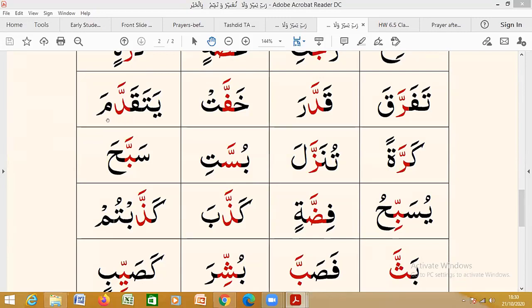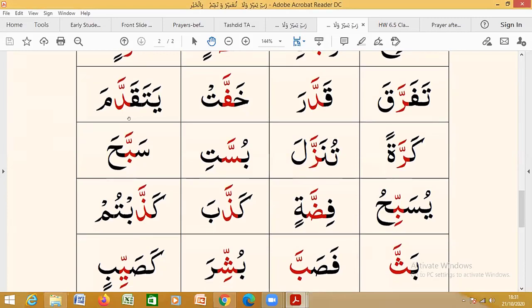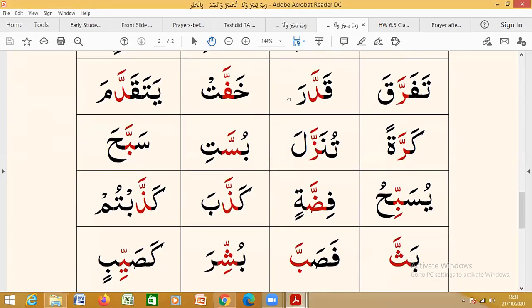Yataqaddama. Excellent. Remember, the letter qaf is a thick and heavy sound, so we have to really make it from the middle of our throats. Yataqaddama. Perfect. Really good pronunciation. Well done. Keep practicing this lesson. It will take time to perfect it, but inshallah, you will all get there.